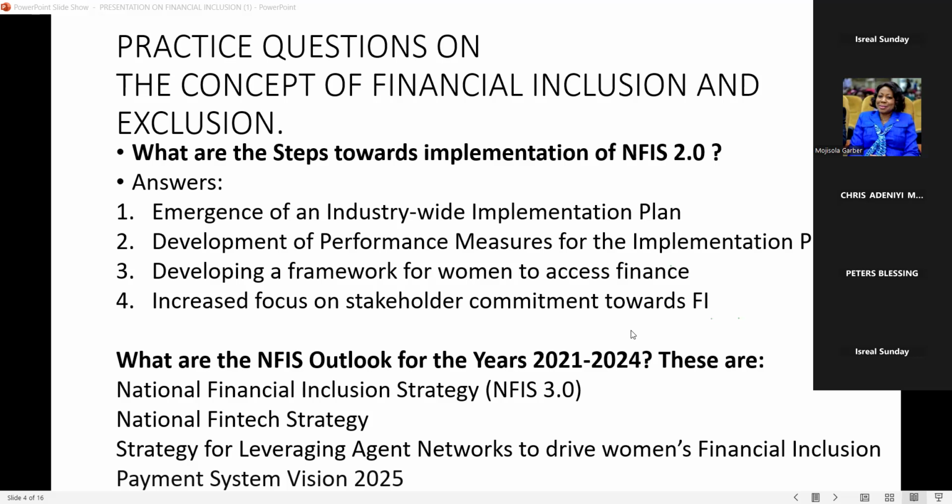Okay, and then there is also a strategy for leveraging agent networks to drive women's financial inclusion. Now, most of us here are studying to become financial experts, agency banking experts. Okay. Now, when we do that, we are deepening the bank agent network. So these are the outlook, the expectations for the NFIS, that is the Nigerian Financial Inclusion Strategy 3.0. Okay, so next slide.